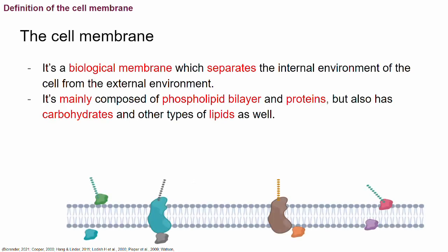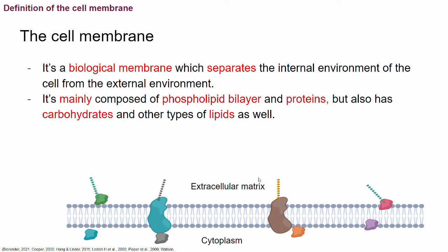So first of all, the definition of the cell membrane. What is a cell membrane? A cell membrane is a biological membrane which separates the internal environment. So if you look here, it separates the cytoplasm, the internal environment, from the external environment of the cell. In this case, the extracellular matrix. Now, the external environment could be a next cell, for example. So it separates this cell from the next one.